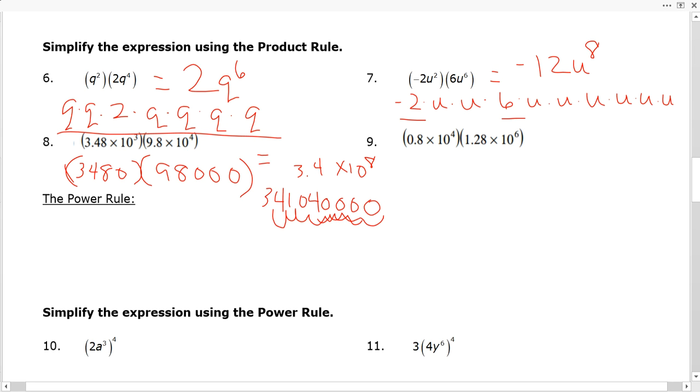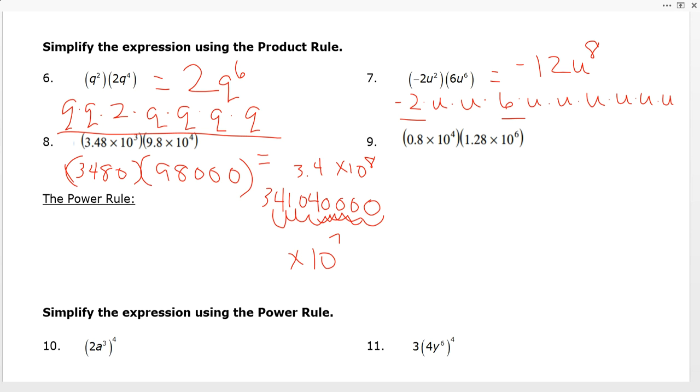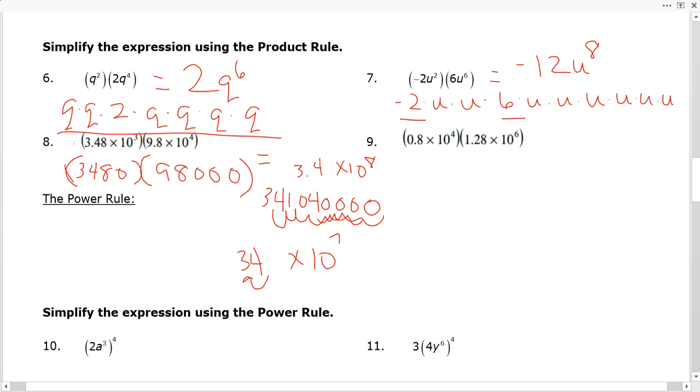Another way to do that, because that's a mess, is to do your tens just like we were doing before. I have 10 to the 3rd and 10 to the 4th. That's going to make 10 to the 7th. And I do 3.48 times 9.8, and I get 34.104. I'm going to move the decimal one place over here, which is going to make that one more. And that's going to be 3.4 times 10 to the 8th.